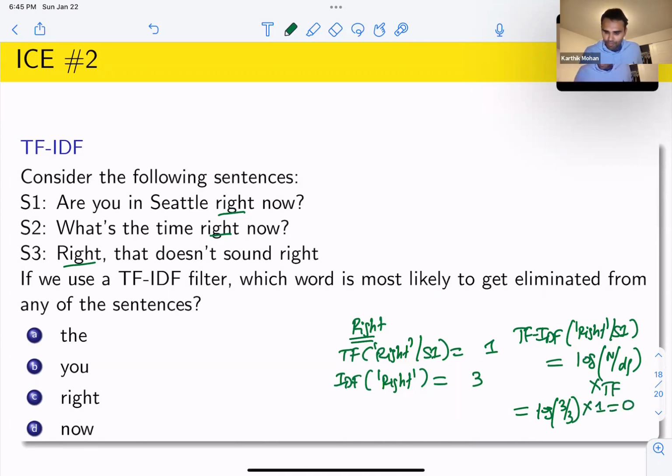If you take the Tf-Idf of any other word in any other sentence, you're going to get something that's non-zero, something that's larger. So the Tf-Idf of this word right is the lowest, so it's most likely to get eliminated, right? Even I'm saying right a lot of times, so it's a filler word, and I don't want a filler word to show up for a prediction, so it makes sense that you would want to eliminate right. Okay.